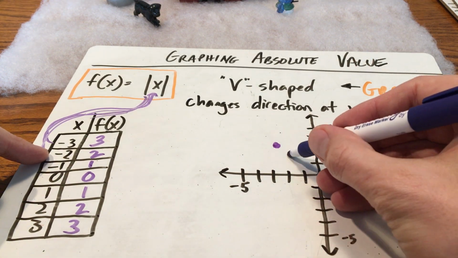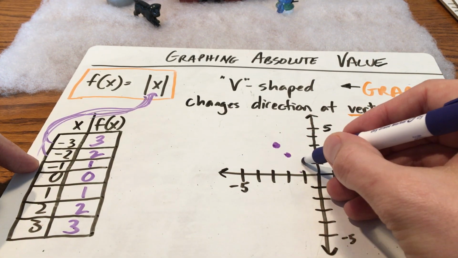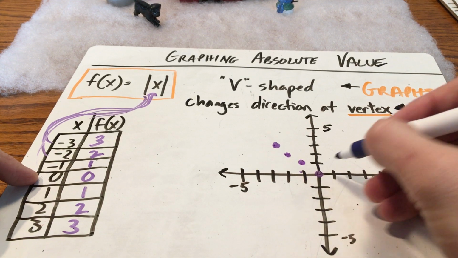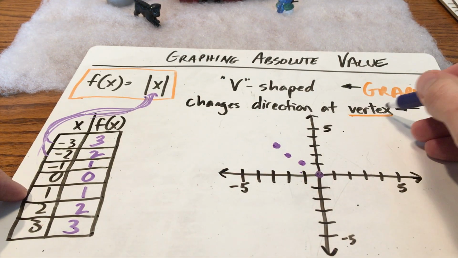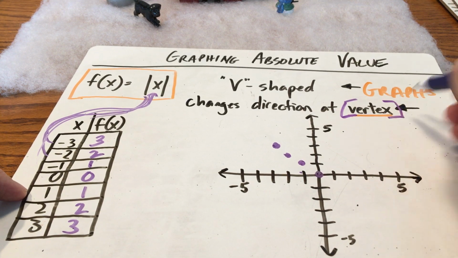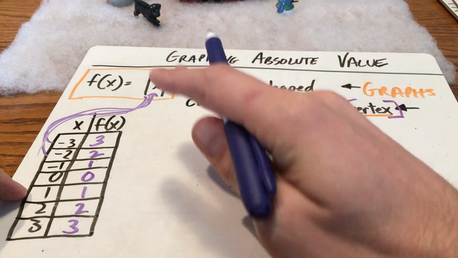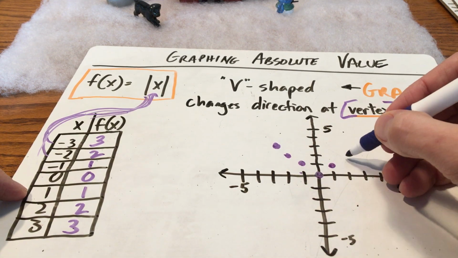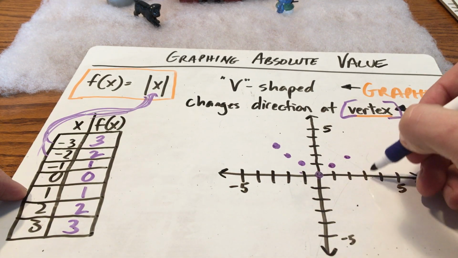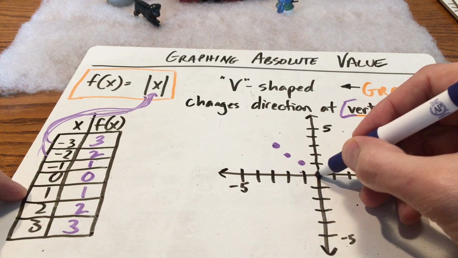-2, 2, right here. -1, 1, 0, 0. And then it's always just going to be a reflection of itself. If you know where the vertex is, right? If you can find the vertex, you can just almost flip or reflect all these points over the y-axis. So 3, 3. And so this is how it would look.